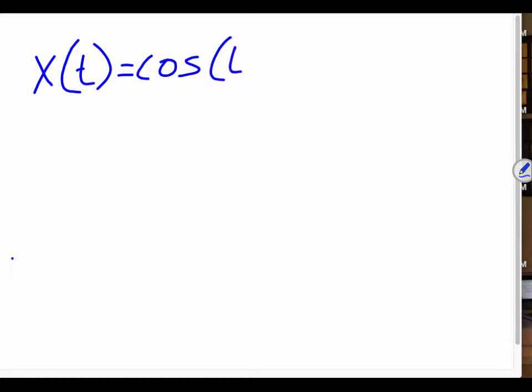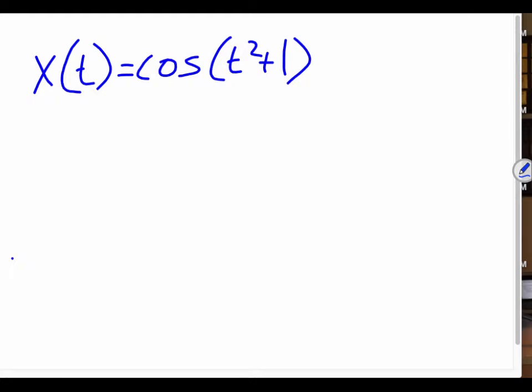Let's do another one. Now this time they're recommending something to us. They're going to say an object moves along the x-axis with a position at any time t greater than 0 given by the function x of t is equal to cosine of t squared plus 1. This is example 3. So now we're going to apply the chain rule.